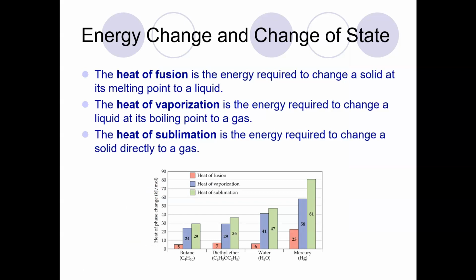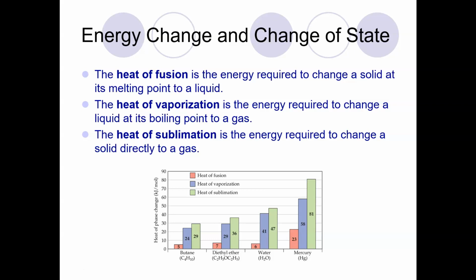Okay, so it turns out to change the state of matter, again, there's energy that has to be involved, some heat that has to be involved. Well, each chemical has its own number for how much heat it takes to do these state of matter changes. So heat of fusion is how much energy it takes to turn a solid into a liquid. Heat of vaporization is how much energy it takes to turn a liquid into a gas. Heat of sublimation is how much energy it takes to turn a solid directly to a gas.